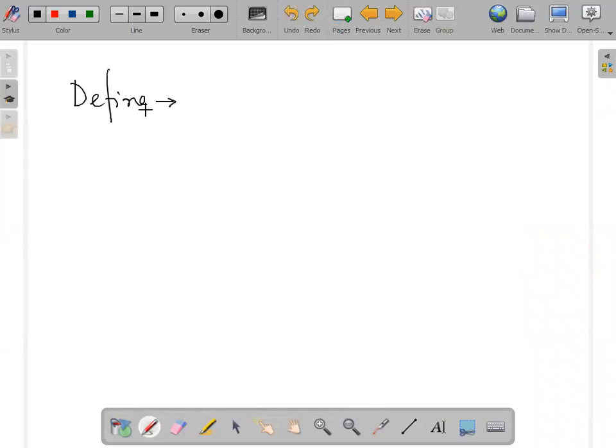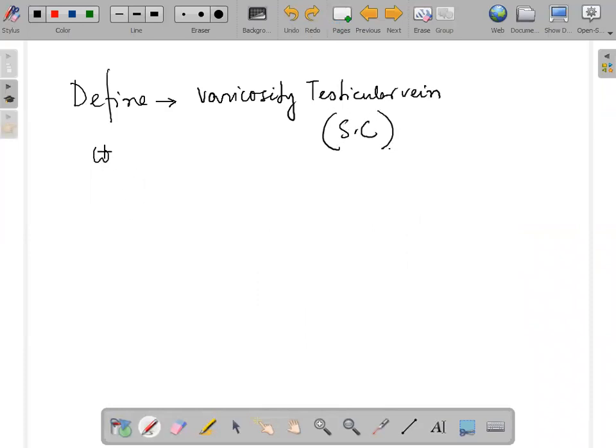Remember that a varicocele is defined as a varicosity of the testicular veins, definitely in the spermatic cord, and with the reversal of flow in the testicular vein.